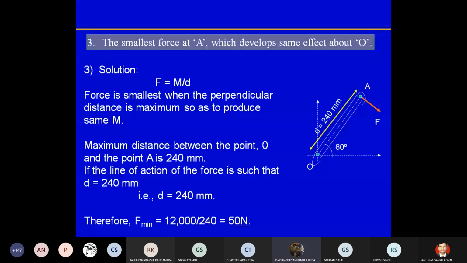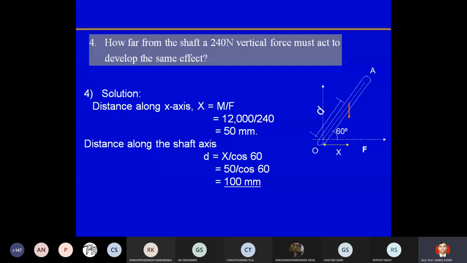Yes, sir. Okay. Now the fourth question. It is asking how far from the shaft a 240 Newton vertical force must act to develop the same effect. Okay. Now it is asking that, let's say, please mute.